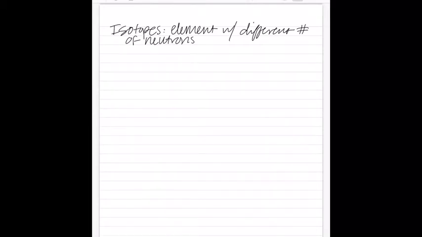What I'm talking about here is an isotope, a different number of neutrons. So this has to do with the subatomic level, not what they look like. This is at the subatomic level. So let's do a neutral carbon.